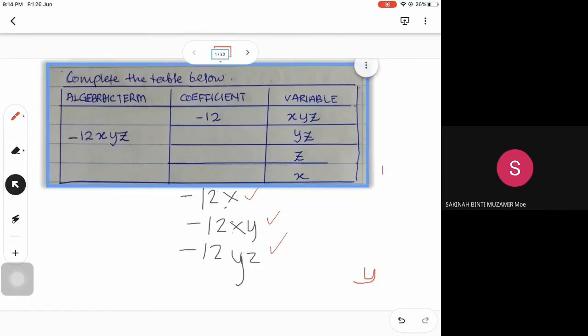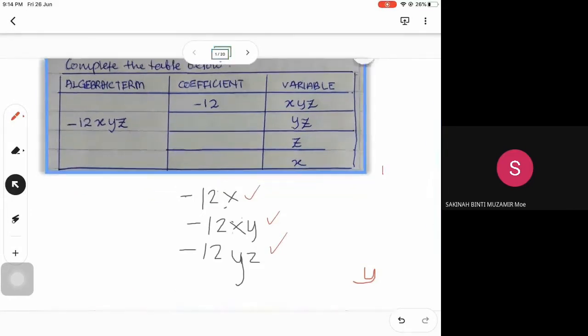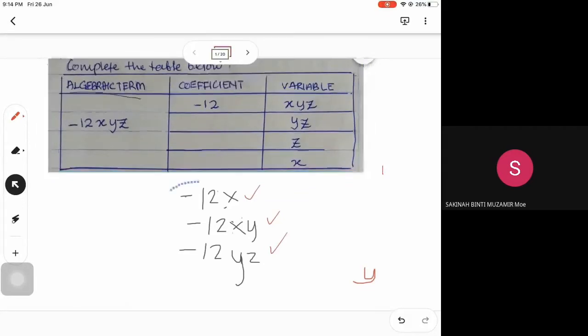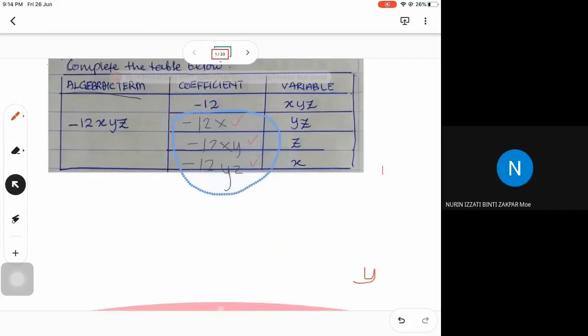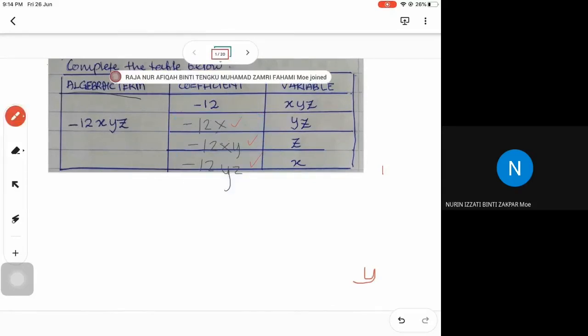Negative 12. Negative 12 dia tak boleh sendiri. Dia kena bersama-sama dengan variable. XY. Yes. XY, okay? XY tak ada lagi kat situ. Okay, Y, XY lagi? XZ.